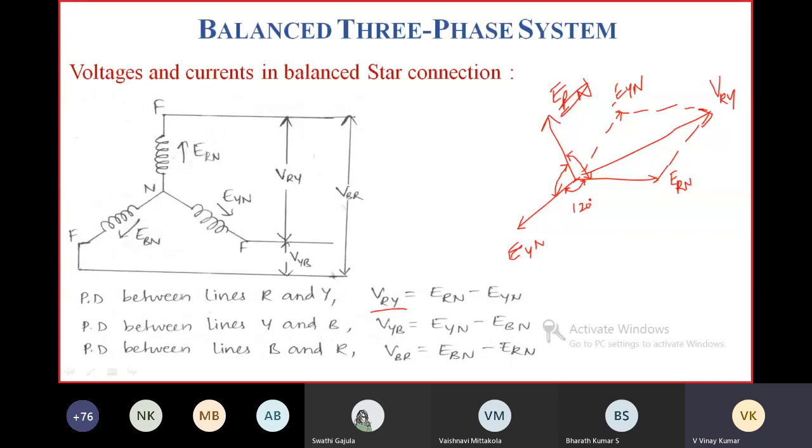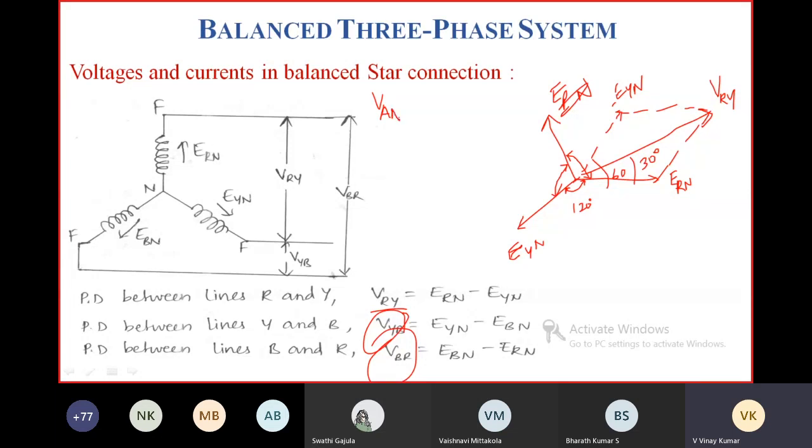The angle between these two is 120 degrees, so the angle between these two would be 60 degrees, and the angle between these two would be 30 degrees. Finally we came to know that similarly you can also draw VYB and VBR. Already we have discussed, right? From this phasor diagram we came to know that line voltage leads phase voltage by an angle of 30 degrees.